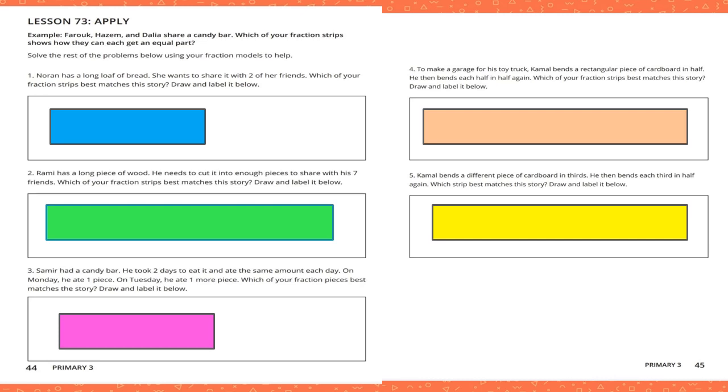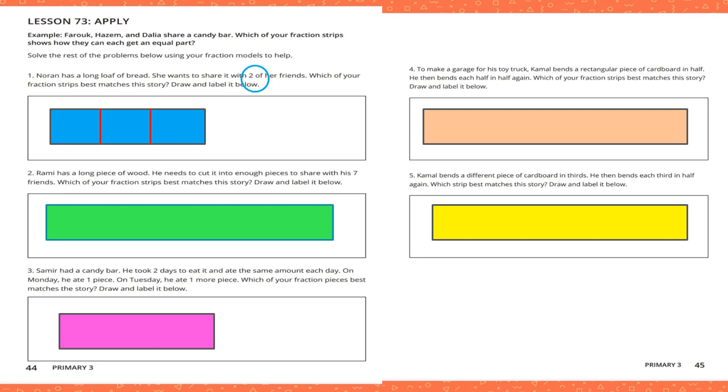Focus here. We have just one long loaf like this. She wants to share it with what? 2 of her friends. So we have Nuran and the 2 friends. We will cut it between Nuran and 2 friends. So we have 3 persons here. Nuran and 2 friends. So we will cut it into how many parts? 3 parts, because we have 3 persons.